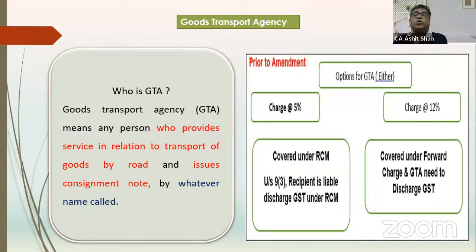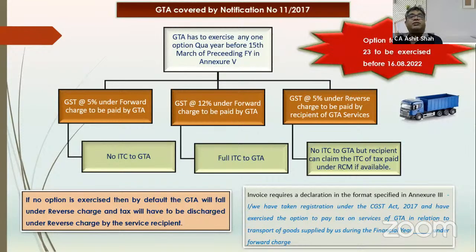Yes, I concur with the view of Raj that this option was qua transaction and not qua year wise. Now let's see what is the amendment. Now from 16th July 2022, the law has changed, and now what the law has provided. Now law has said that the GTA has only two options. He has to decide whether he has to discharge the tax liability under reverse charge mechanism or under forward charge mechanism. So अगर उसने forward charge mechanism decide कर लिया, then again he will have two options.